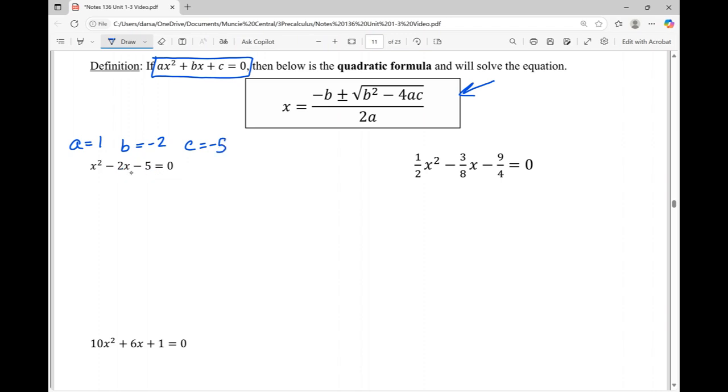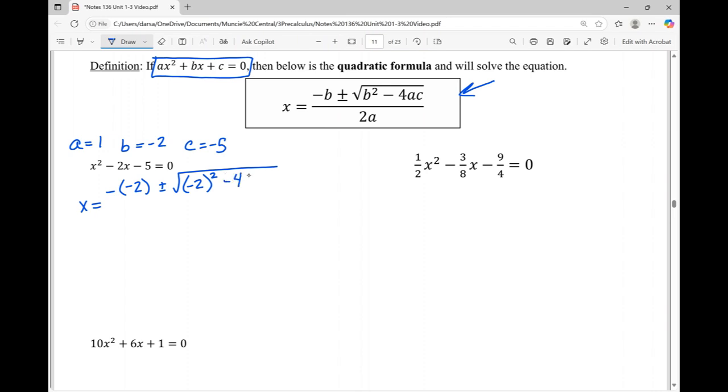Now we're going to plug that into our formula. And the big trick to this, to make sure that you're getting everything correct and that everything simplifies correctly, is to make sure that you are putting everything in parentheses. If you plug a number into a variable, make sure you put it in parentheses. And that will make sure that you are getting all your pluses and minuses correct. So x equals negative b, so negative negative 2, plus or minus the square root of b, which is negative 2. See how I put it in parentheses? And now I square it. That's really important.